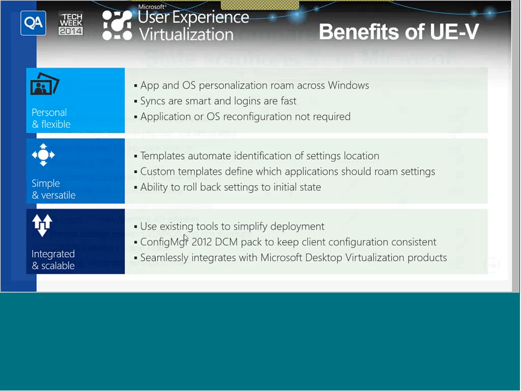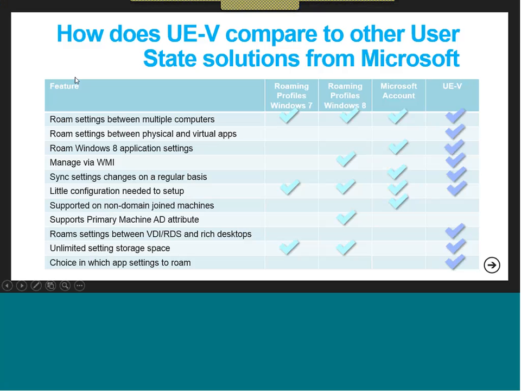So how does UEB compare to other state solutions from Microsoft? Microsoft over the years have developed a number of technologies that enable us to migrate user state between different computers. It started off with roaming profiles, but those of you that have used roaming profiles will know that roaming profiles itself, although quite a good idea, in practice it became quite impractical.